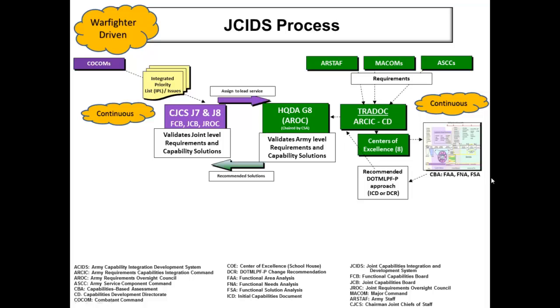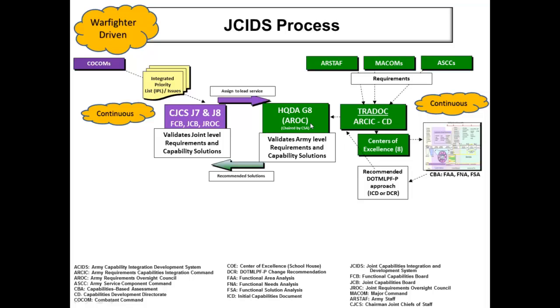The FSA, the summarization of those, goes into a capabilities document, so an ICD, a CDD, a CPD, or DCR, and we'll talk more about those. I know we're throwing a lot of acronyms at you, and we do that just to make your head spin, but we'll talk more about those as we get into other classes. Those capability development documents are then brought back up through the Center of Excellence, back through RKIC, through TRADOC. They all approve them, and they send them to the AROC for validation.